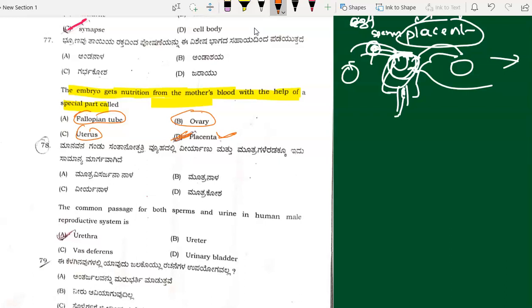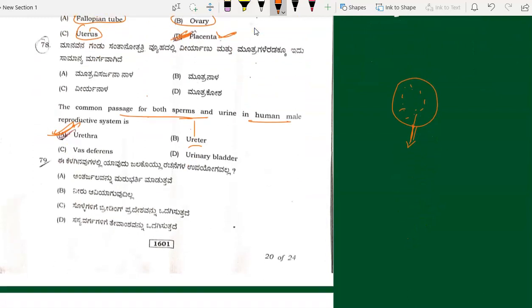Okay, see here, the common passage for both sperm and urine. This is urethra. Urinary bladder is just a ball-like structure where storage of urine takes place. When high pressure is created, then urine will pass. Urethra is different. Vasa deferens is a different thing. So urethra is the common passage where the urine and sperm both will move.